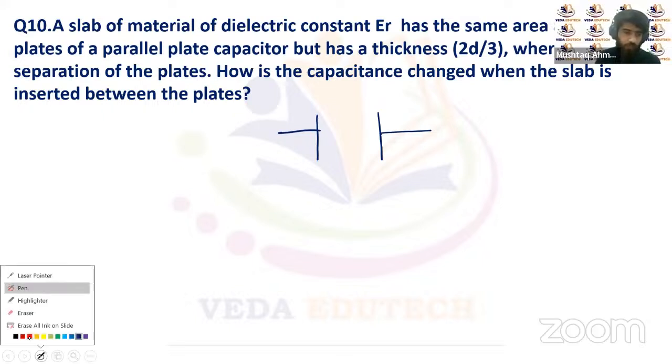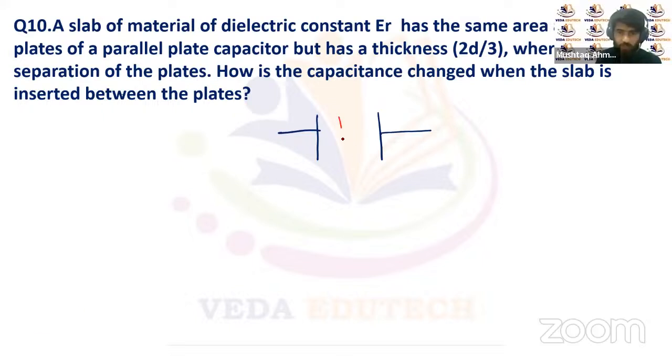So what happens to the capacitance if we insert a slab into it? Now let's suppose we insert a slab into it, and let's suppose the thickness of the slab is t, and the dielectric constant of this slab is epsilon r, right?